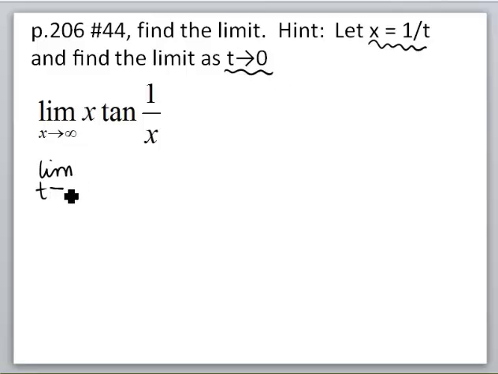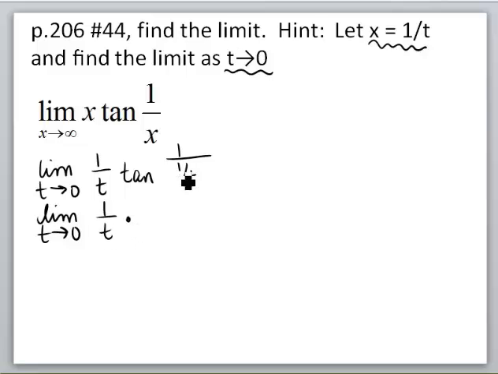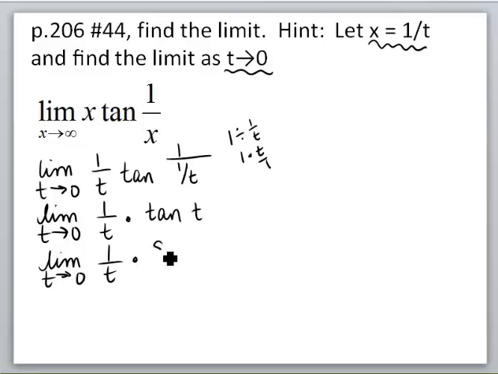The limit as t approaches 0, and our x is 1 over t. Then we have tangent of 1 over t. What this ends up giving me is 1 over t times this, 1 divided by 1 over t is actually 1 times t over 1. So this would be the tangent of t. I don't know a whole lot about tangents, so I'm going to change it to sine and cosine. Sine of t over cosine of t.